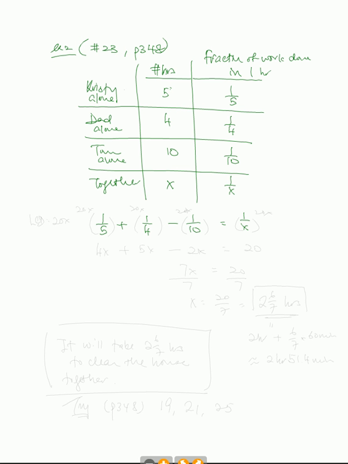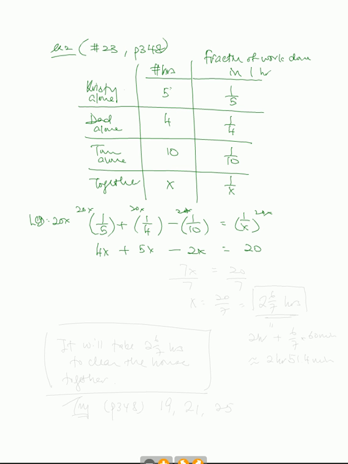So let's try solving this. The LCD in this case is 20X, so multiply each one by 20X. And when you do that, 5 goes into 20 4 times, so it's 4X. 4 into 20 5 times, so it's 5X. But little Tom, 10 into 20 is 2, so it's minus 2X. And the X's cancel, leaving me with 20.